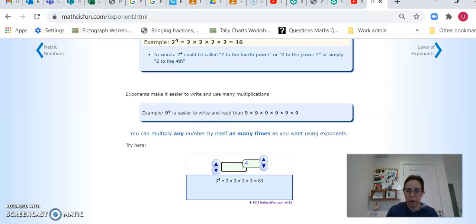Let's put in 4 to the power of 6. That shows you exactly what that would be, and it gives you the answer, which is really nice. So that's what exponents are. Don't let the word freak you out, because you've seen it before, and it's just a way of showing how often we want to multiply a number.